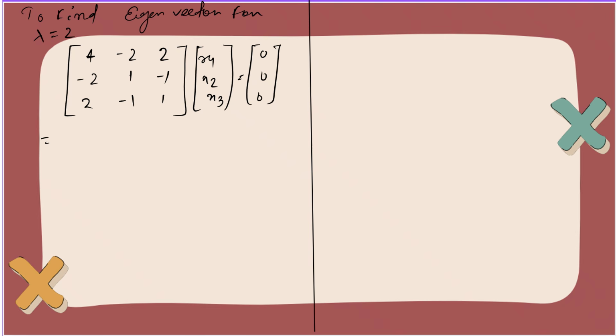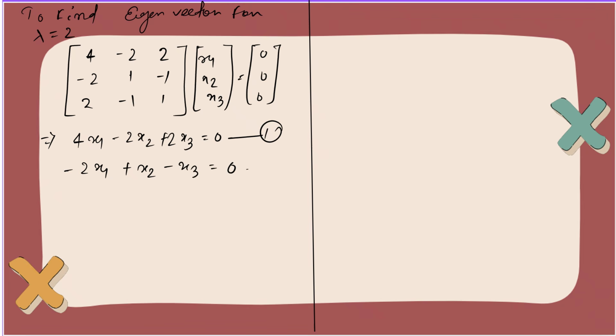So now solve from these three equations. The first equation is 4x1 minus 2x2 plus 2x3 equal to 0. This is equation number 1. The second equation is minus 2x1 plus x2 minus x3 equal to 0. This is the second equation. The third equation is 2x1 minus x2 plus x3 equal to 0. So now you have to solve these equations.